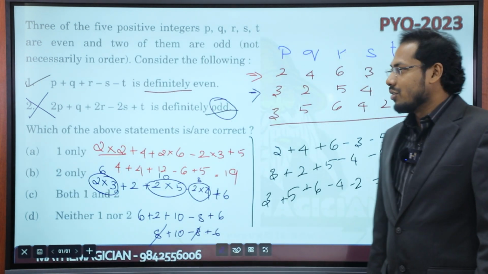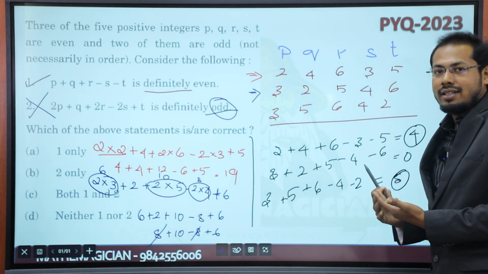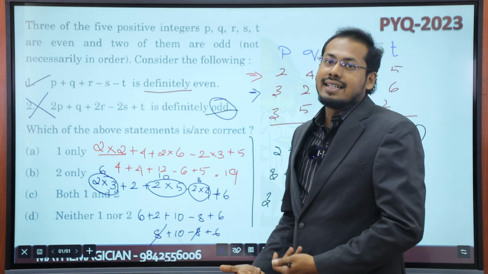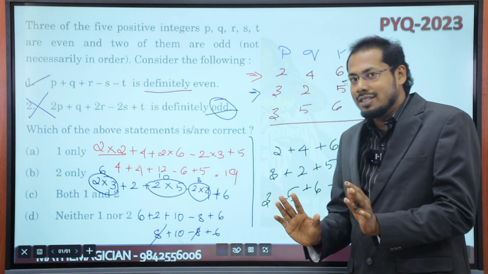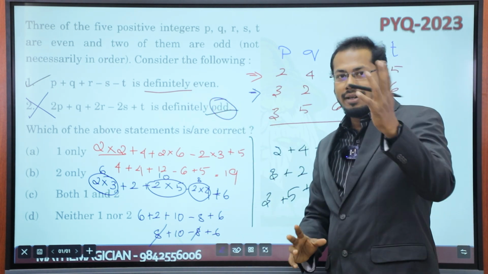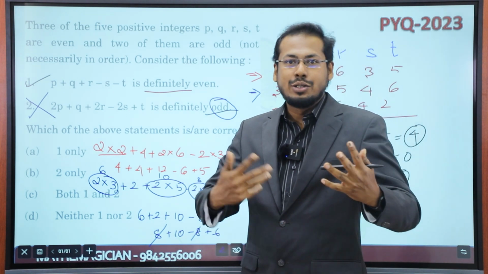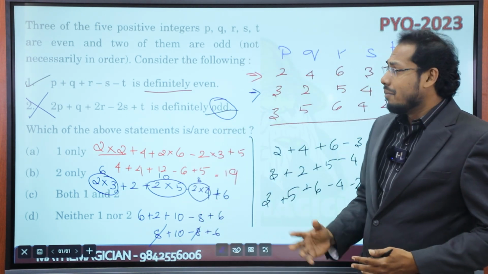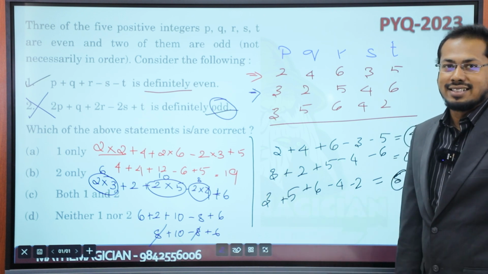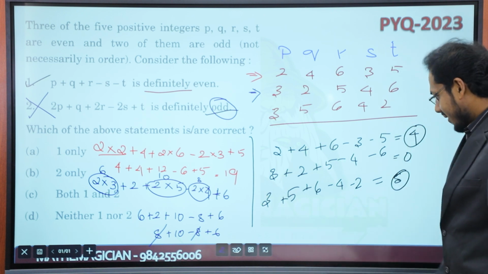Is it clear? So let's check with some numbers using the plugging in concept. You can get the answer quickly. If you know the concept, you can use it without writing the numbers. I know that odd plus odd is what, odd into odd is what, even into even is what. But if you don't know that, take some numbers and apply here, you can get the answer. Let's move to the next question.